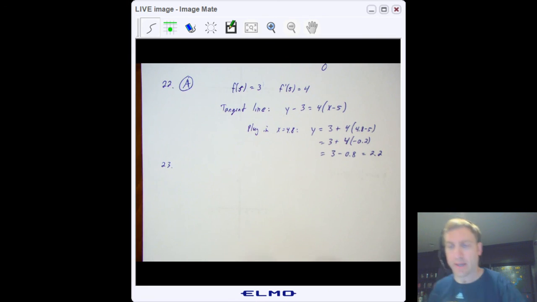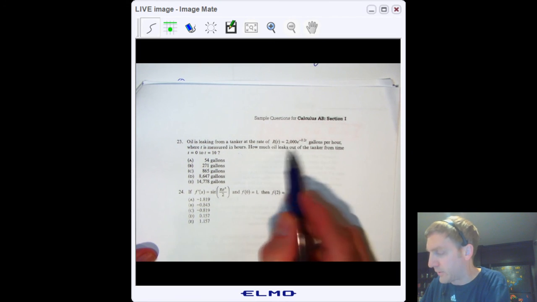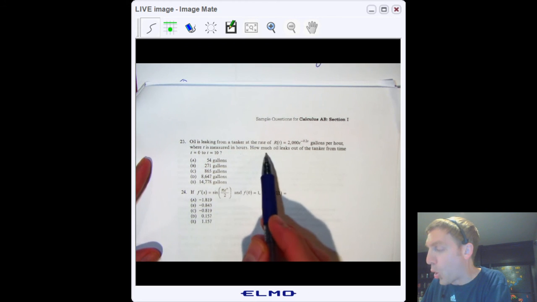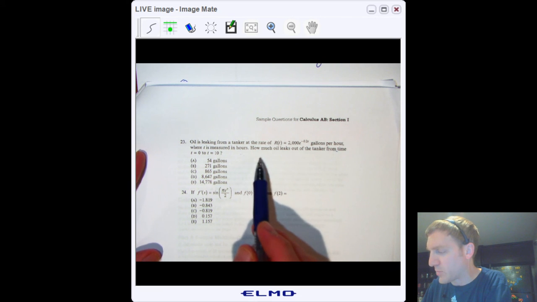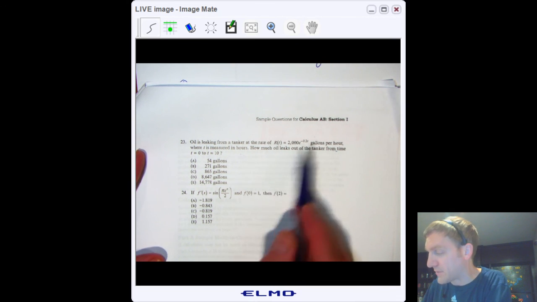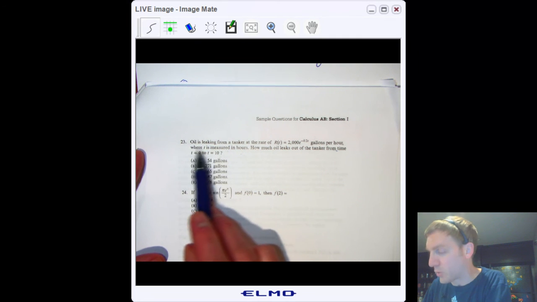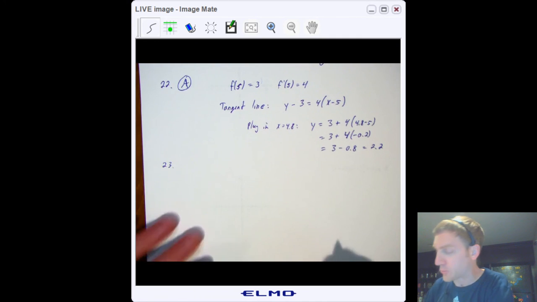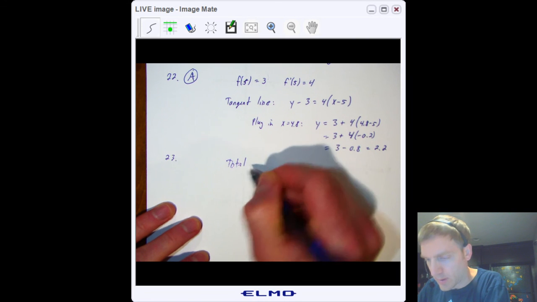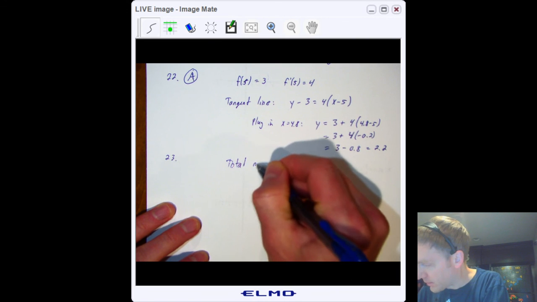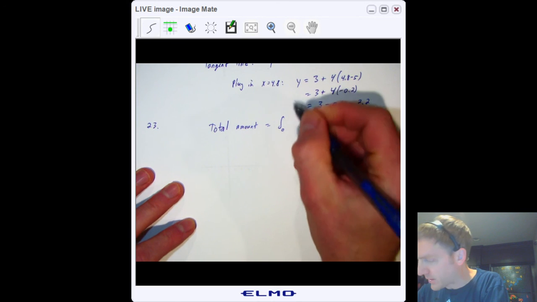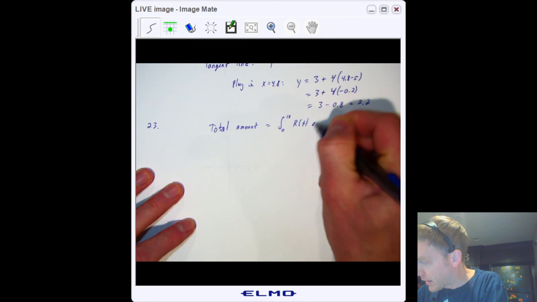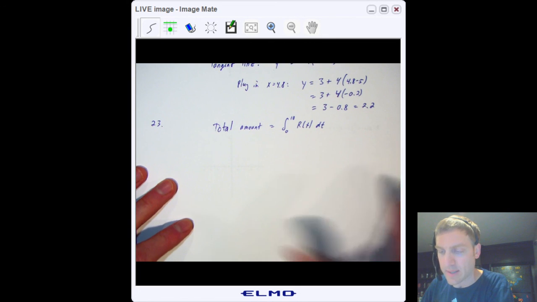Okay, 23 gives you a rate of change, a rate of oil leaking from a tanker in gallons per hour. How much oil leaks out of a tanker from t equals 0 to t equals 10? This was in one of the very last sections we did, 8.1. Anytime you're given a rate of change and you want to find the total amount of change over an interval, you do a definite integral. So the total amount of oil that leaks is simply going to be the integral from 0 to 10 of the rate given, r of t dt, the 2000 e to the negative 0.2 t.